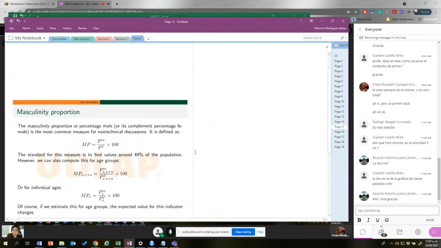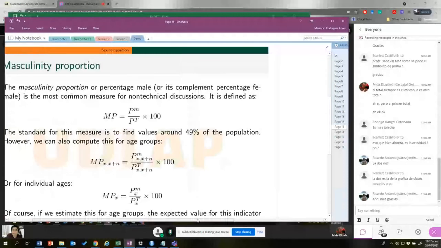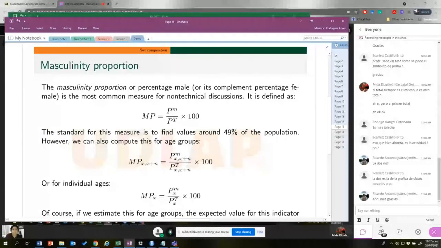The masculinity proportion is really straightforward. It's just taking the total population that you have, and estimating the percentage of men. Just like that, okay? The standard for this measure is around 49% of the population. So we know there are more women than men in the population. So it's about 49, 51. Some countries probably go to 48, 47 versus 52, 53. But in general terms, it's around half, with more women than men in the population, okay?